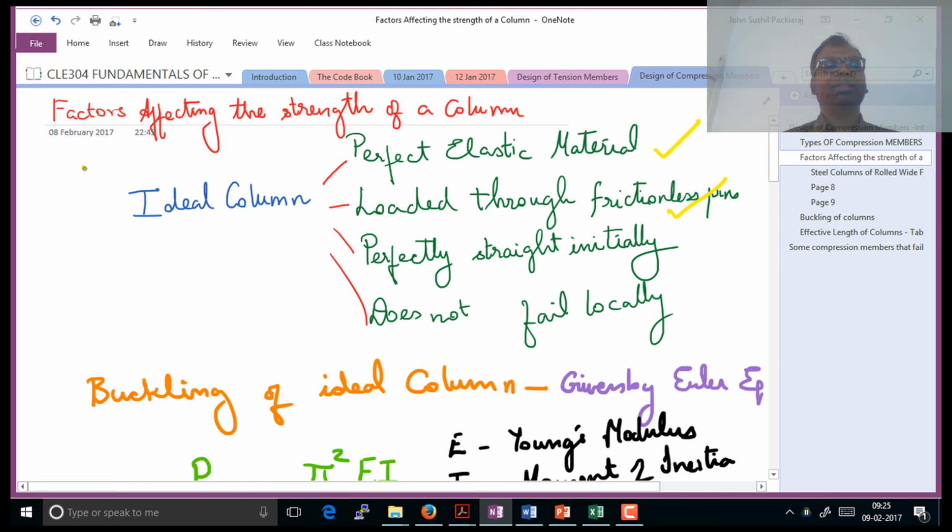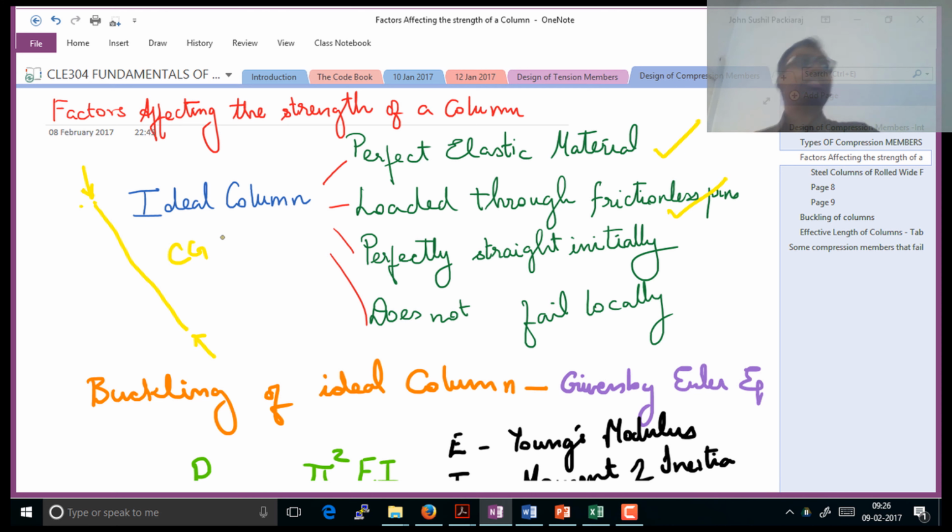In other words, you load at the CG of the column. The loading is done through the CG. So this is what we say when you load it through frictionless spins. Then we also say that the column is initially perfectly straight.